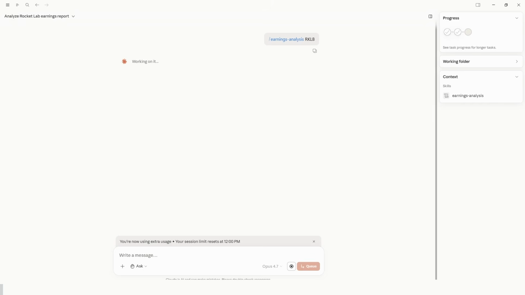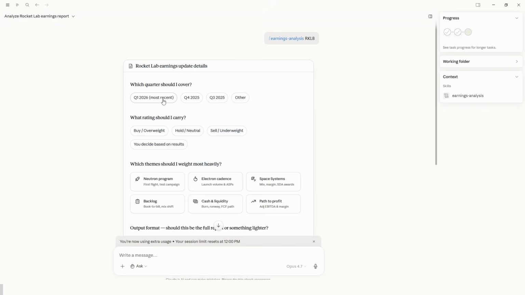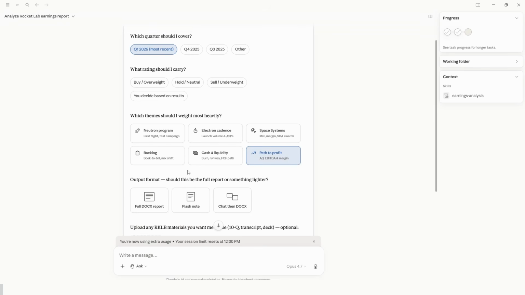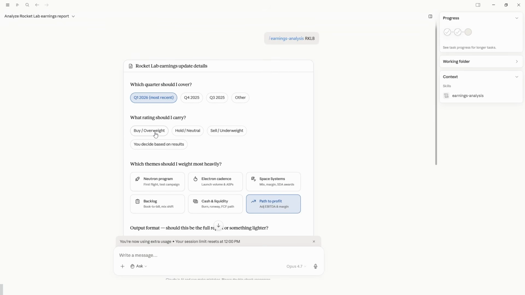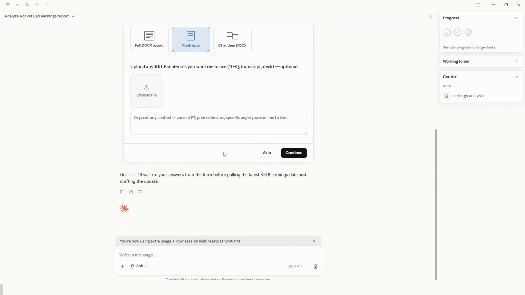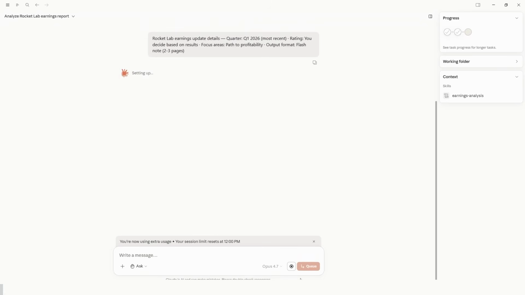And we do know that last time the earnings came out, it literally popped 20%. So here, what we're going to do is look at Q1. Then, what rating should you carry? We're going to try to look at their path to profit, because that is one thing I really want to look at. And then for the rating, we're going to look at buy. We're going to make it decide based on results. For the output format, I'm going to give it a flash note, and then we're going to let this thing go off and do what it needs to do.